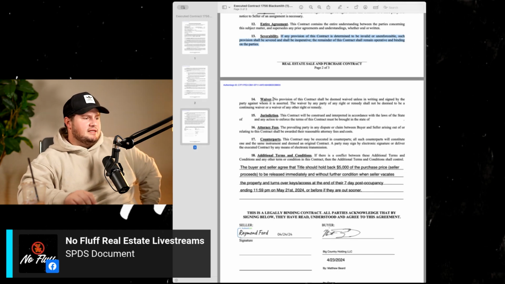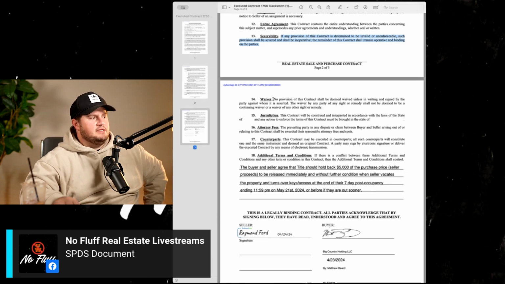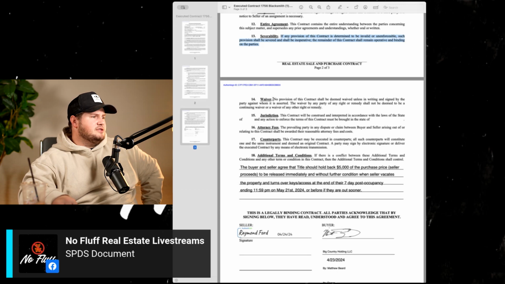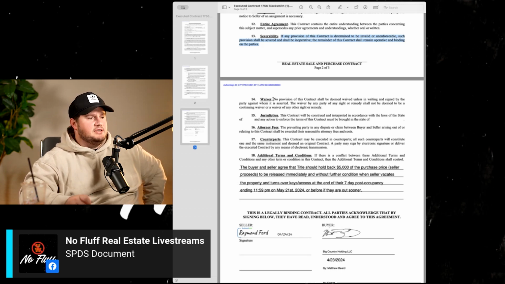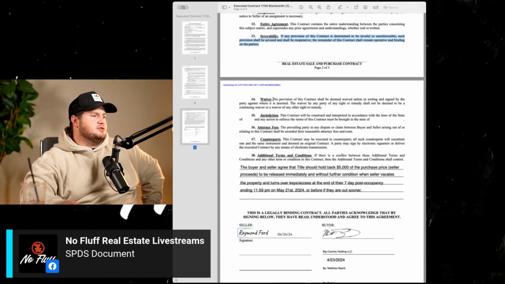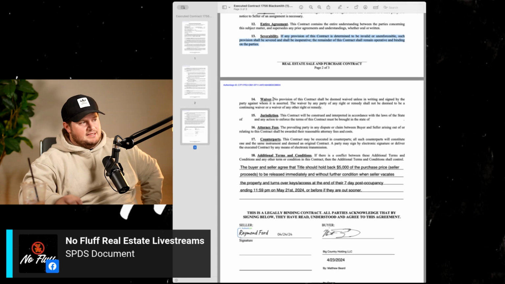Okay. Lastly, the last page is probably the most important page of this whole thing. Waiver, no provision of this contract shall be deemed waived unless in writing. So if something needs to be changed, it has to be in writing and agreed on by all parties. Jurisdiction, the contract shall be construed and interpreted in accordance with the laws of the state of, and that'll be Texas there, and any action to enforce the terms of this contract must be brought in the state of Texas.